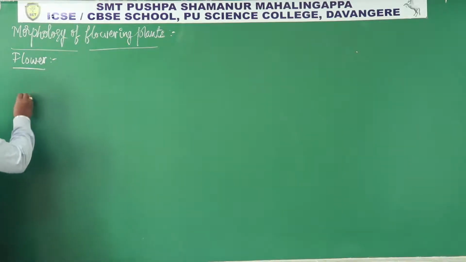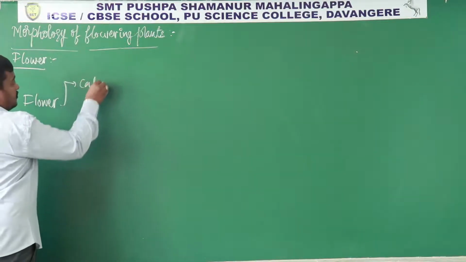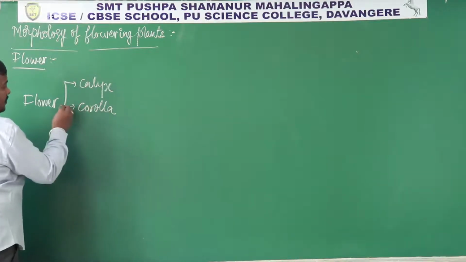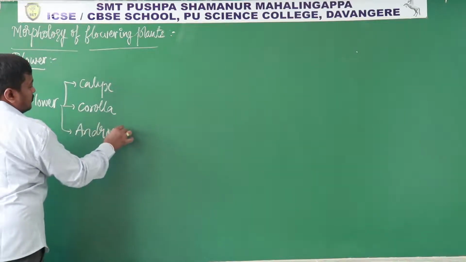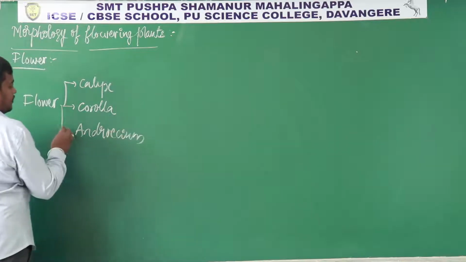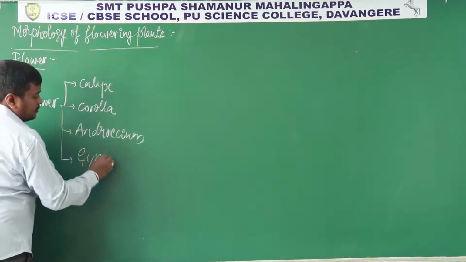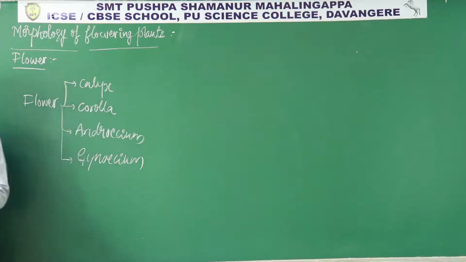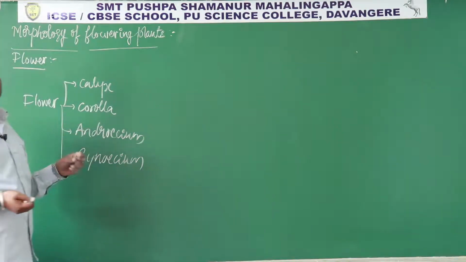So the flower consists of calyx, corolla, androecium, and gynoecium. These are the four different and important parts of the flower. The calyx and corolla have a different role, and androecium and gynoecium have a different role.